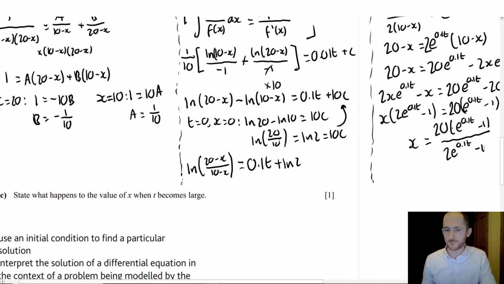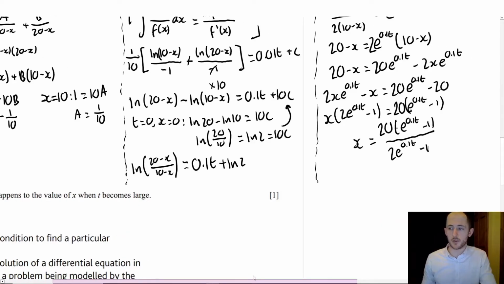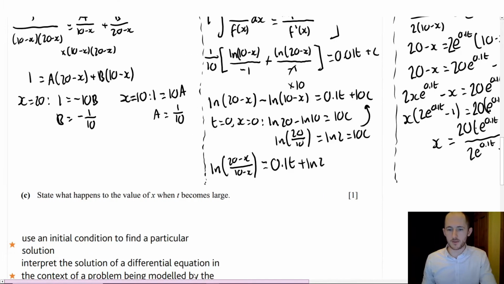Pretty hefty, I think. For part C, it says state what happens to the value of x when t becomes large. So some of you may be able to just look at this and tell me what happens, right? Some of you. But what I'm going to do is explain it in a bit of a bigger way.